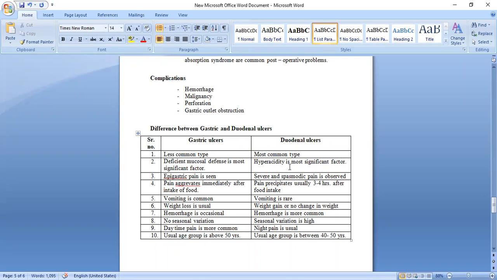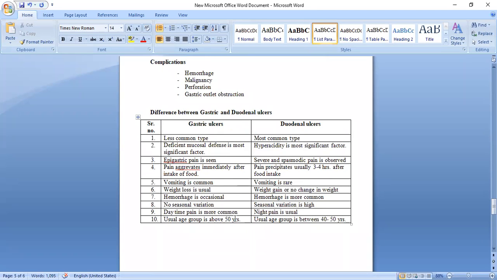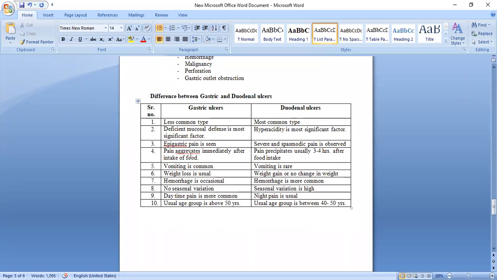So duodenal ulcer is due to hyperacidity, and gastric ulceration is due to the deficient, reduced protective mucosal layer. Epigastric pain is seen in the epigastric region, above the umbilical region and just below the diaphragm. It is a severe and spasmodic abdominal pain. We can't control it sometimes.